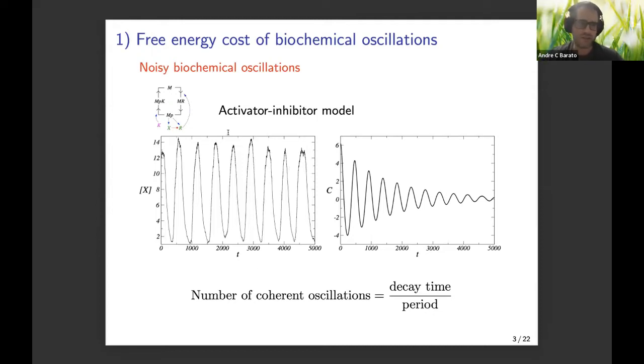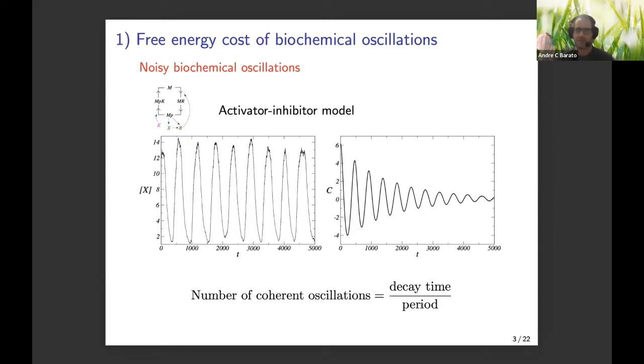So here you have an example of a simulation of a model. It's called the activator inhibitor model. If you do a simulation, there is some chemical species that oscillates. If you make an average with fixed initial conditions, that would be looking at the correlation function. There will be oscillations, but there is exponential decay of the amplitude of the oscillations in the correlation function. That's because of noise, right? And the number of coherent oscillations is just the decay time divided by the period.